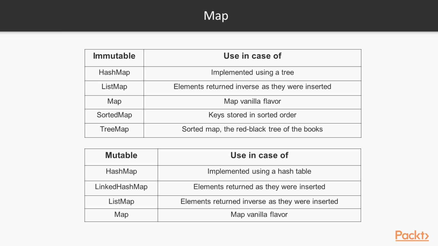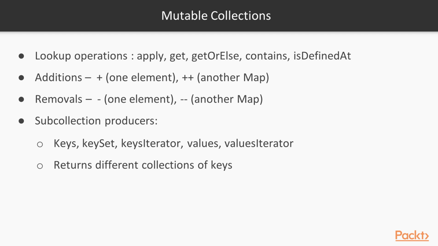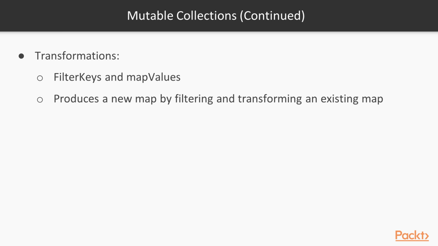Map. Consider two decisions. Do you want it mutable? Do you want elements sorted? Let's view this in tabular format. Fundamental operations on maps are similar to those on sets. Lookup operations. Apply, getOrElse, contains, isDefinedAt. Additions, removals. Subcollection producers, keys, keySet, keysIterator, values, valuesIterator, return different collections of keys. Transformations, filterKeys and mapValues, produce a new map by filtering and transforming an existing map.